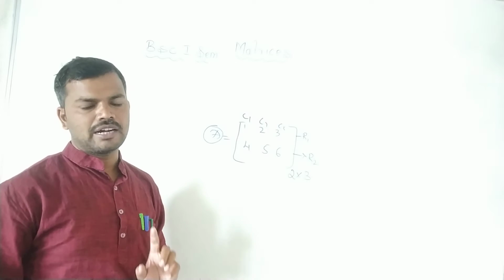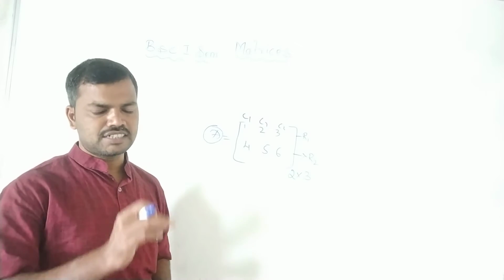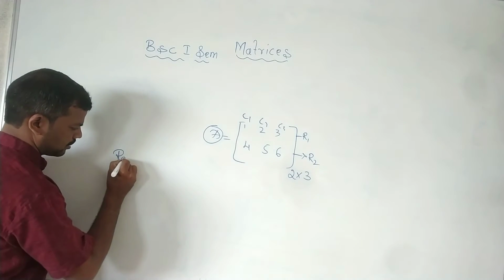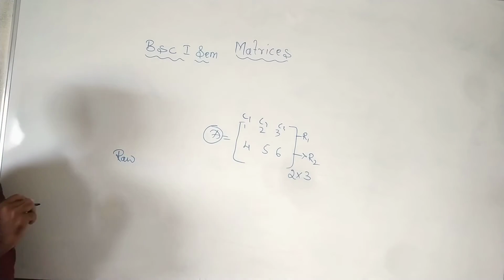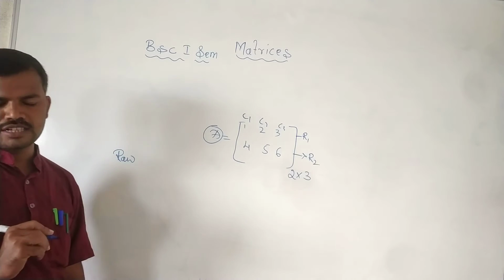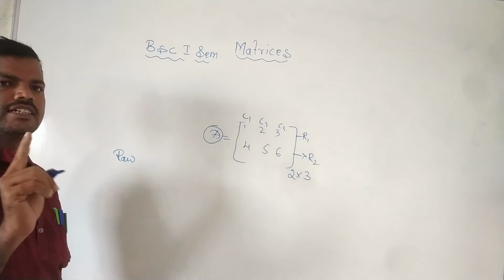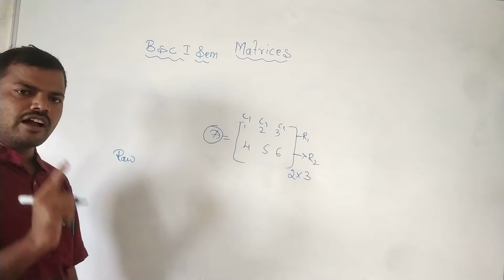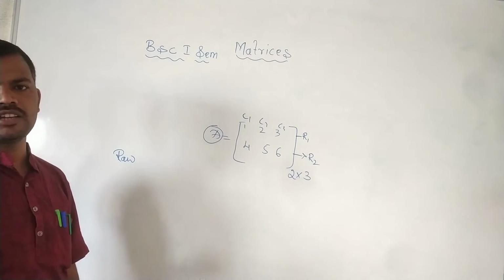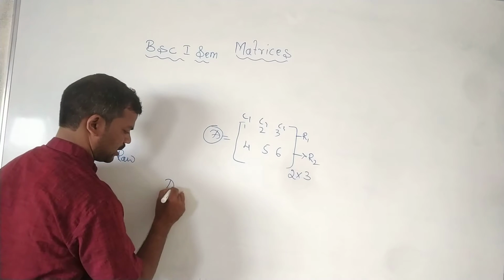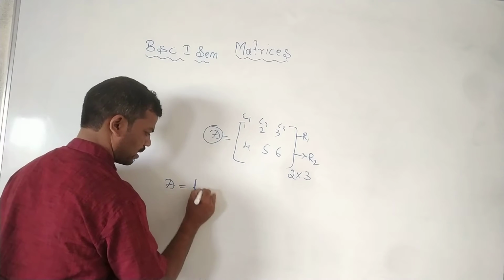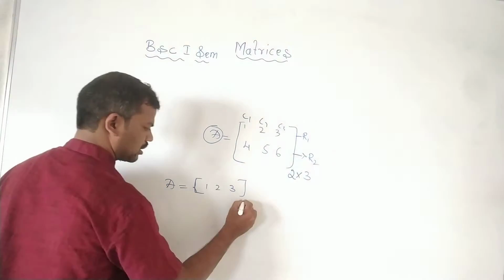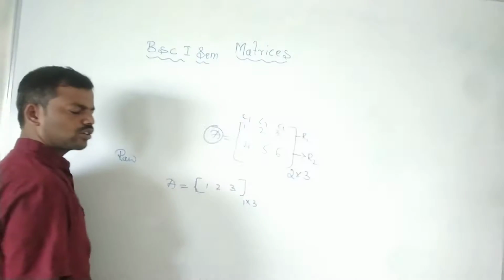Order of the matrix. Next we discuss the types of matrix. First we have to know about a row matrix. What is a row matrix? A matrix which contains only one row is called a row matrix. For example, A is equal to 1, 2, 3. This has only one row. It is a 1 cross 3 matrix.